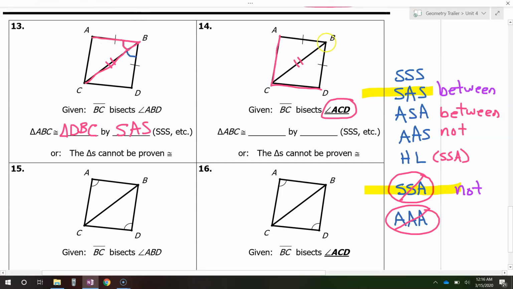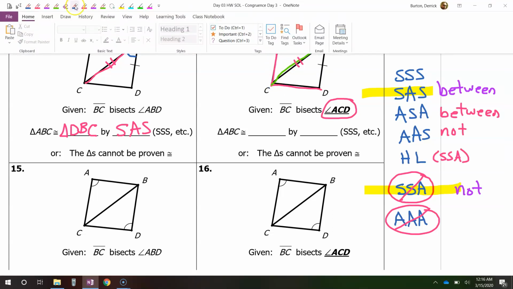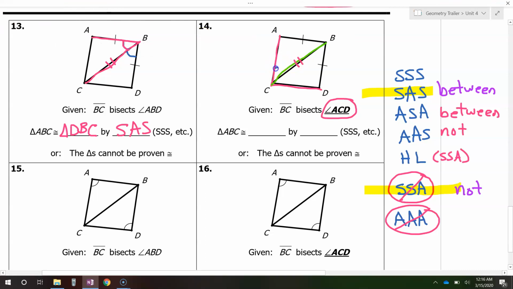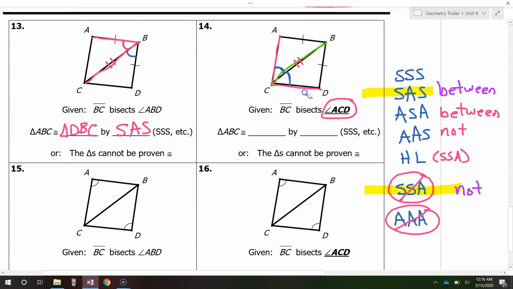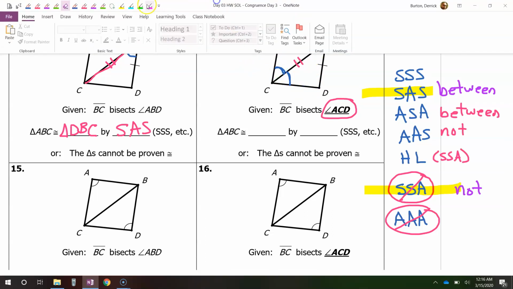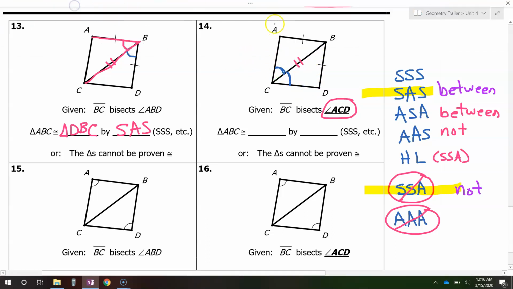Now, segment BC bisects this. Segment BC cuts this angle in half. So that means this angle, and let me make it a little bit longer, this angle and this angle will be congruent. All right, these are the two halves that are equal. Focus on one triangle at a time.